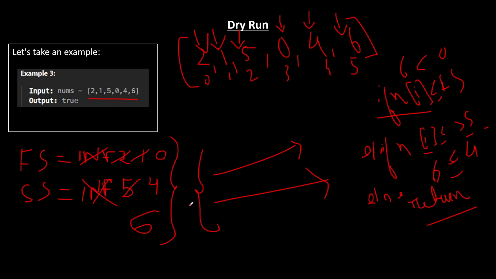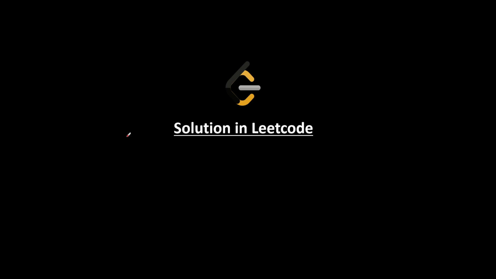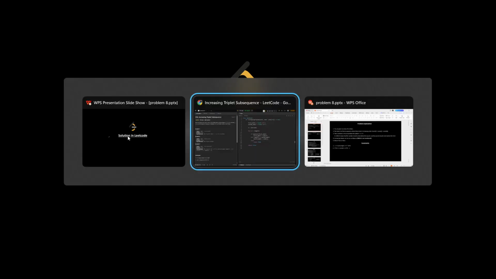I hope you understood this dry run, and I would request you to take 2, 3 more examples and solve them yourself so that it makes you more clear how the approach and intuition along with the dry run and the code are working. So let's move to the next slide. Now, since you're familiar with the problem and solution, let's move to LeetCode and code out the solution.